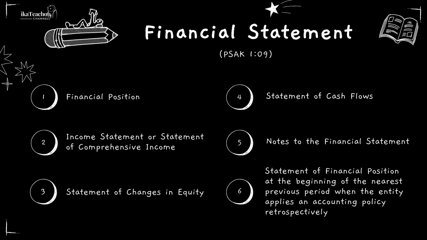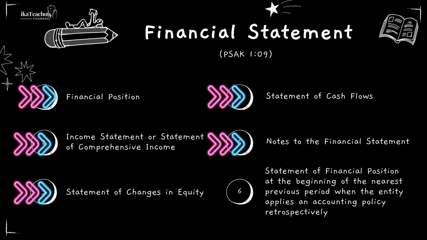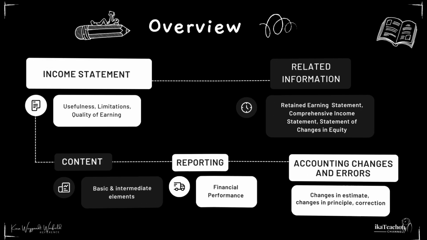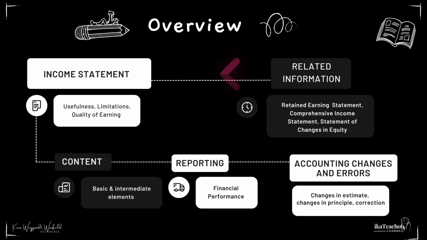Companies generally have these 5 financial statements. The last part of the financial statements is prepared when the company applies accounting policies retrospectively. We will discuss this material in more detail in another class of intermediate accounting. In the current session, we will focus on the income statement. In the discussion regarding the income statement, we will start with the income statement before discussing other material that is still related to the income statement.